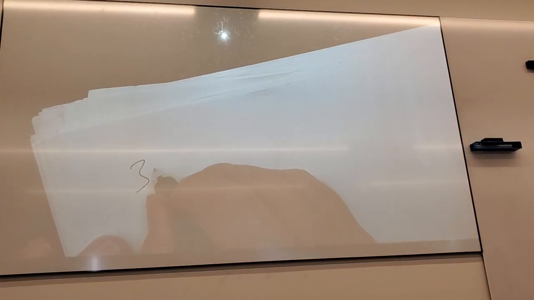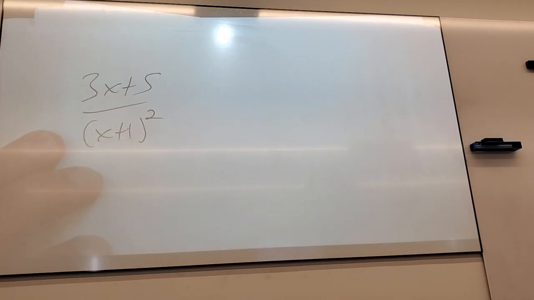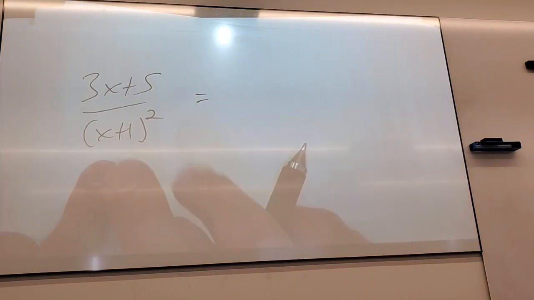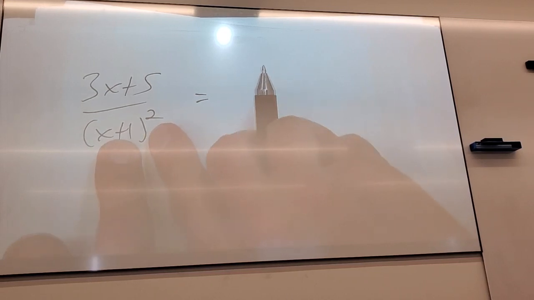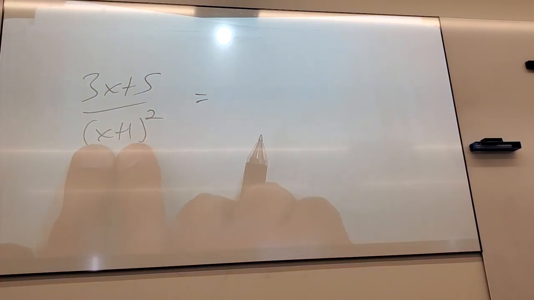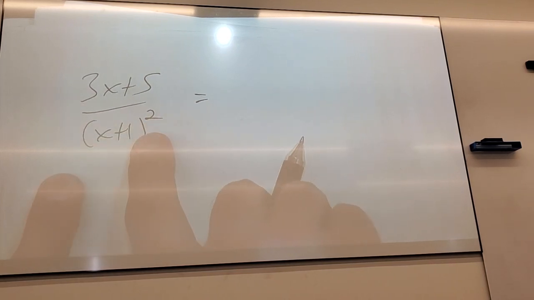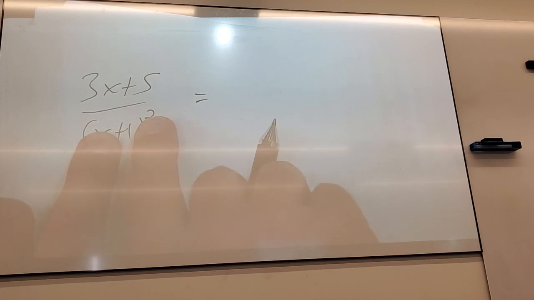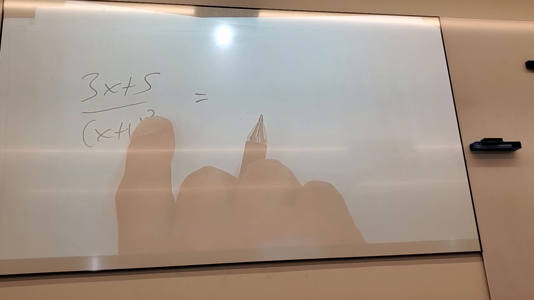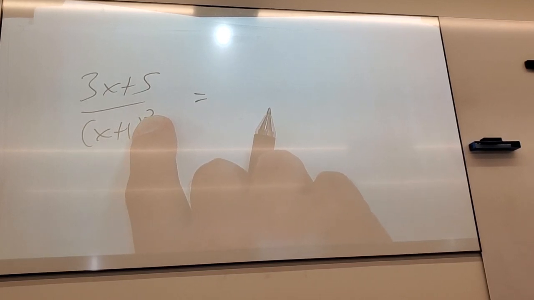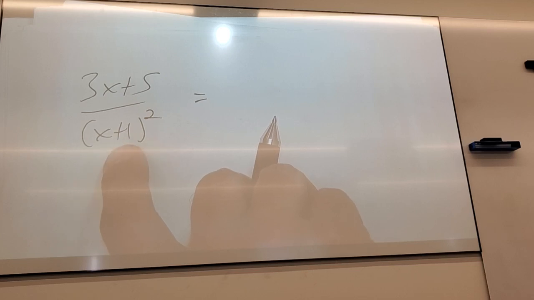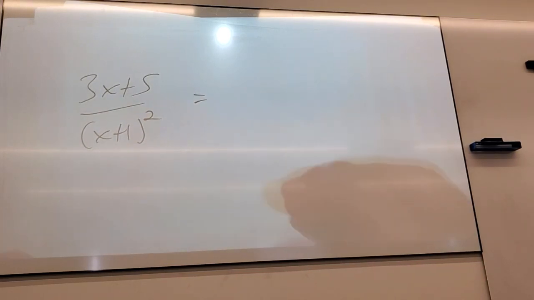So if I give you this problem here, this is what's called repeated linear factors. Do you agree with me that x plus 1 is linear? And you agree with me that it shows up twice? So it's not really something squared, it's x plus 1 showing up twice. X plus 1, x plus 1. Neither one of those is squared. If you multiply it out, sure, but in factored form, it's repeated linear.